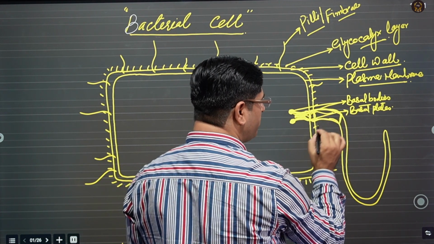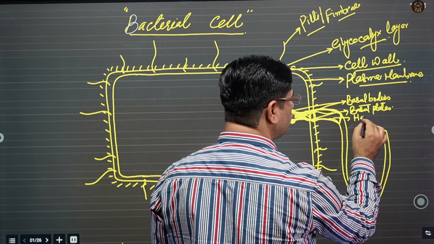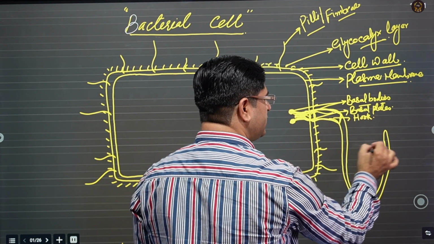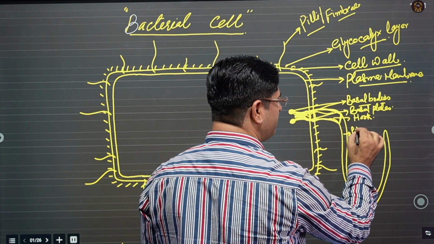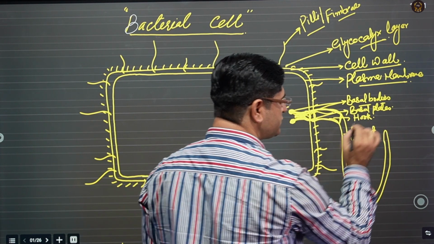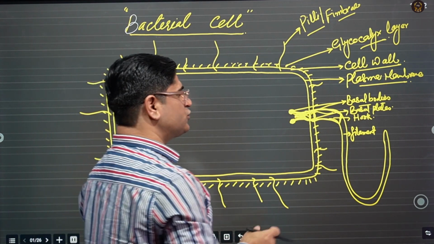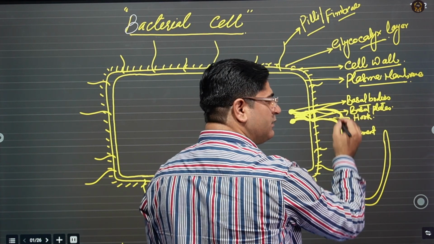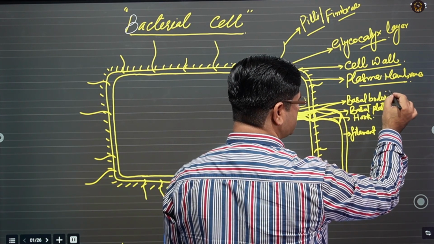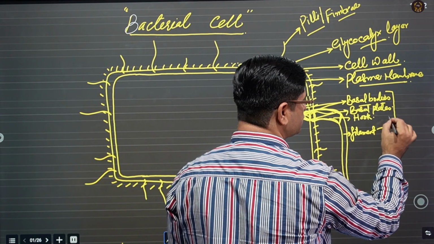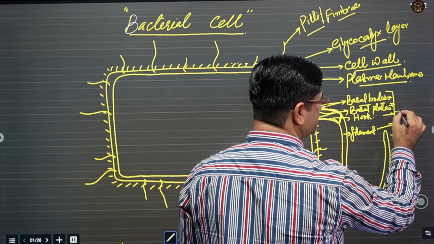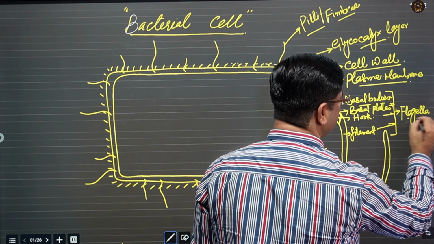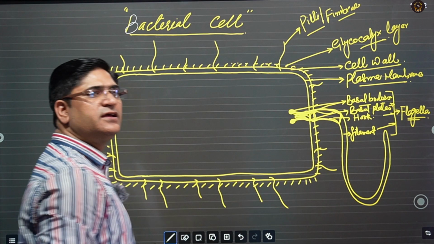This is the hook part, which is simply called a hook. From the hook, the long elongated tail-like structure is called the filament. Altogether, by compiling all these components, basal bodies, basal plates, hook and filament, they constitute a structure known as the flagella, or flagellum.